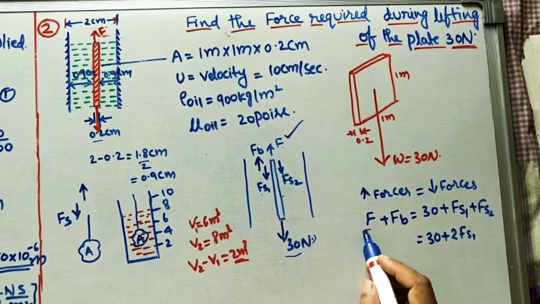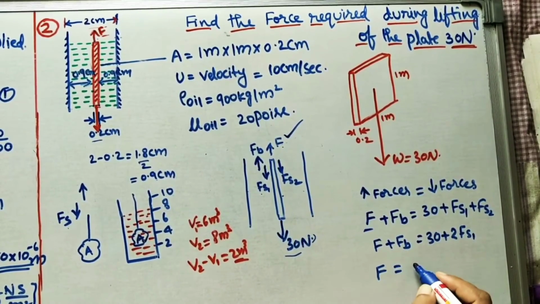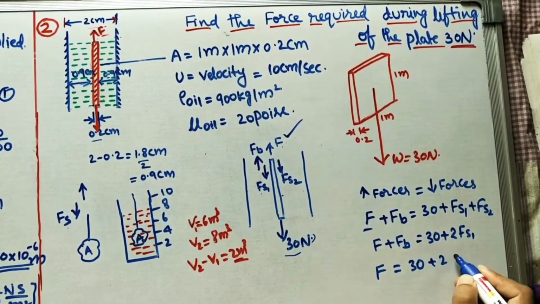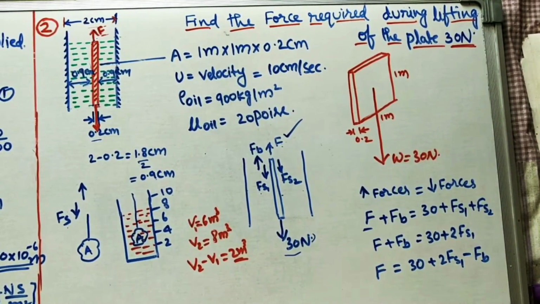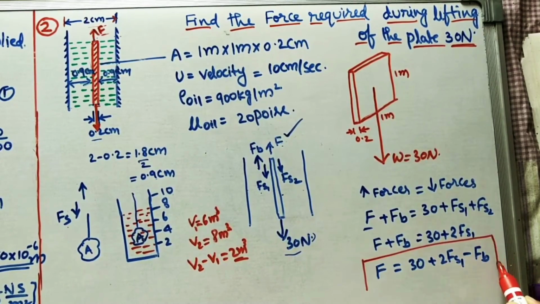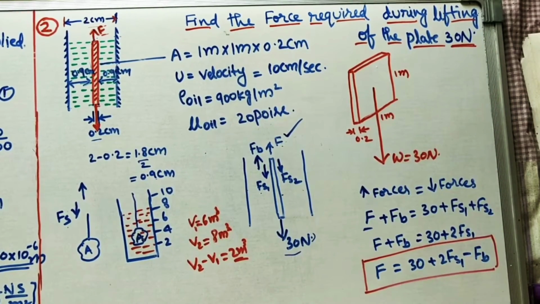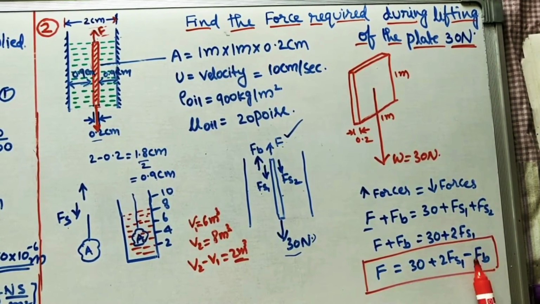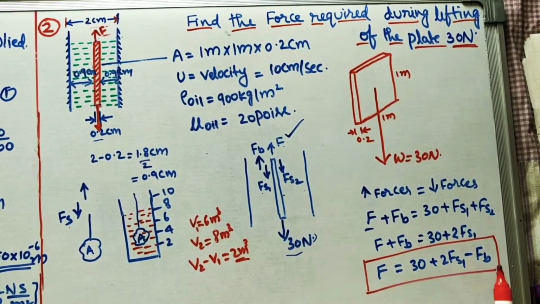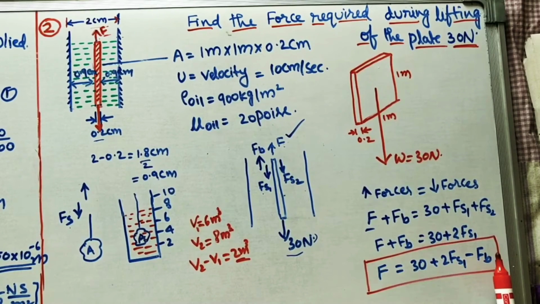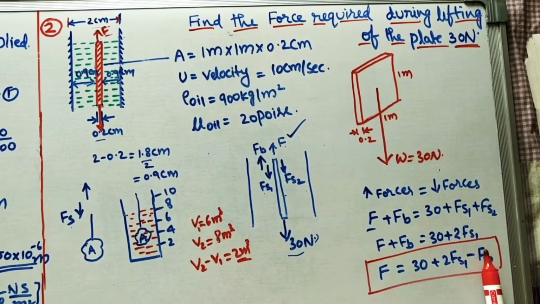Our main aim is we have to find the F value. So here F is equal to 30 plus 2 Fs1 minus FB. So we have to consider this formula for finding the force required during lifting of the plate. Here, how to find FB, buoyancy force? By using the weight of the oil displaced. Weight we are measuring in terms of newtons, that weight will give the buoyancy force.